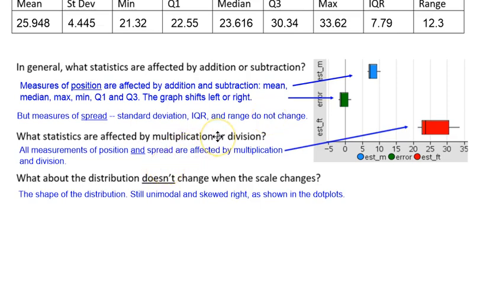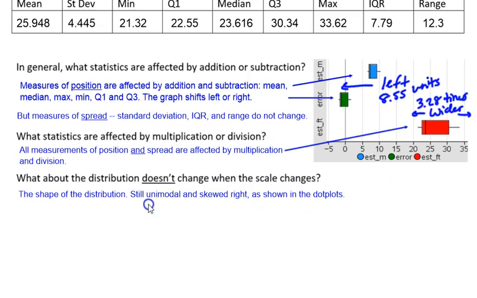But when we multiply or divide, measurements of position and spread are both affected by multiplication and division. So we see that not only did the graph shift over, it also stretched, in this case, by a factor of 3.28. So this is 3.28 times wider than it was before. All this did was it shifted left 8.55 units, because that's what we subtracted.